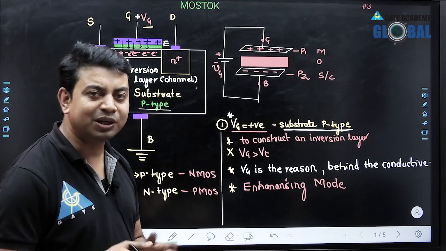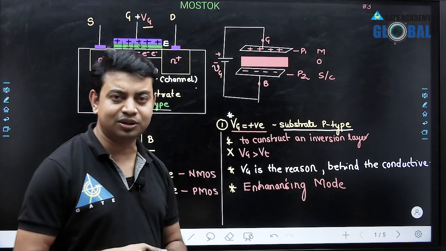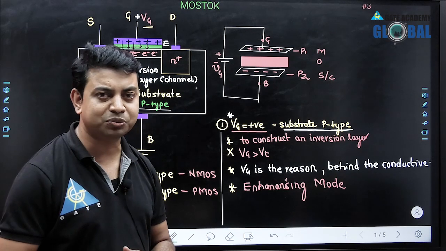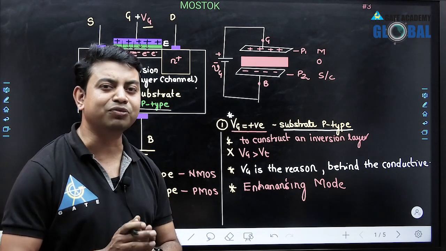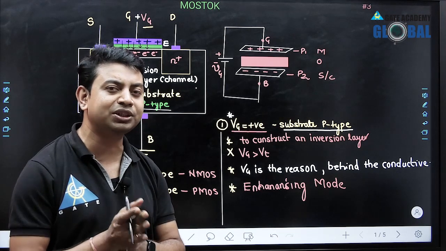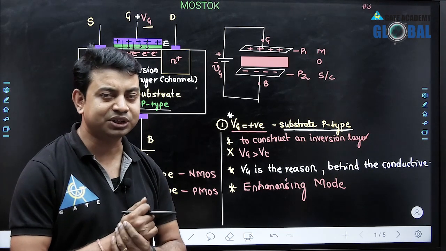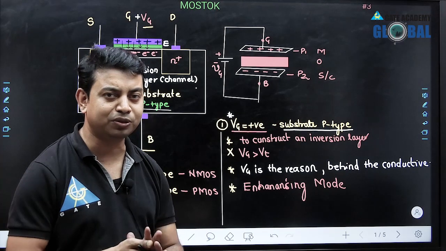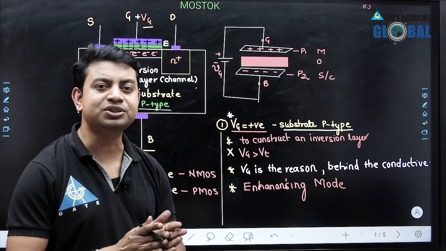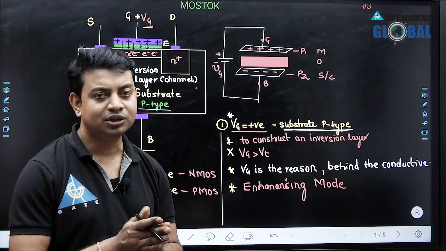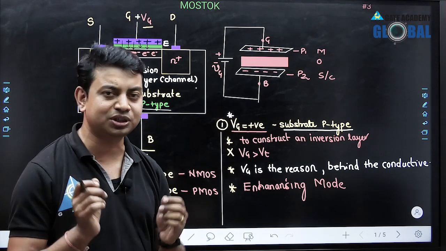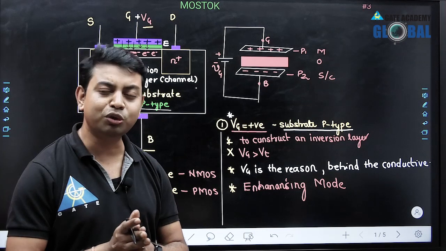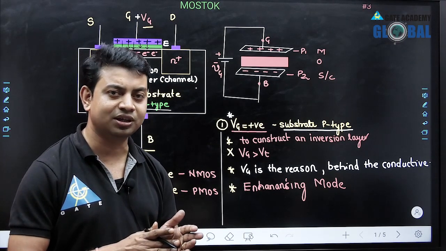So could anyone ask, do you have another region or mode of operation? Yes, we have another mode of operation, but do not confuse yourself with accumulation or depletion, because here there is no meaning of accumulation or depletion if you already studied MOS capacitor. So you just exclude the theory of MOS capacitor from the MOSFET if you want to understand the MOSFET clearly.